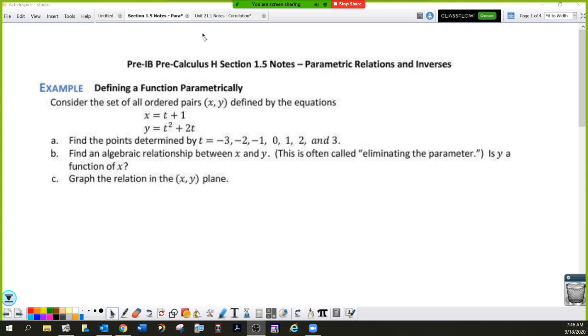So lesson 1.5, let's just call it 1.5a because, like I said, we're going to finish it on Monday. Lesson 1.5 is called parametric relations and inverses. And I kind of like the title of it because it says parametric relations, and we actually talked about what a relation was yesterday. We call them a relation because we can't necessarily call them a function, right?